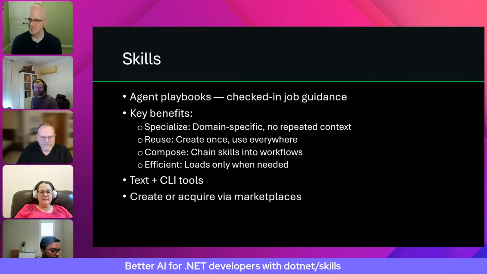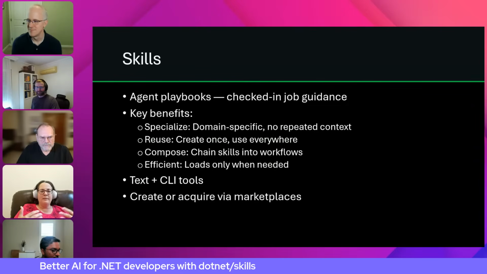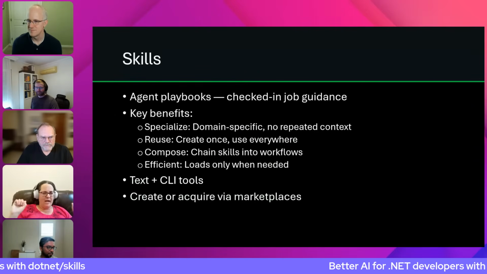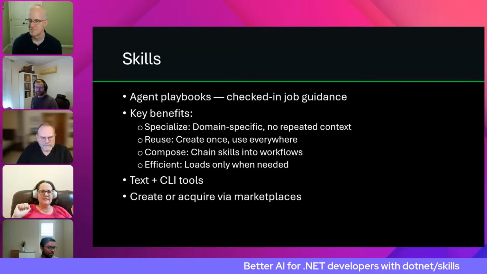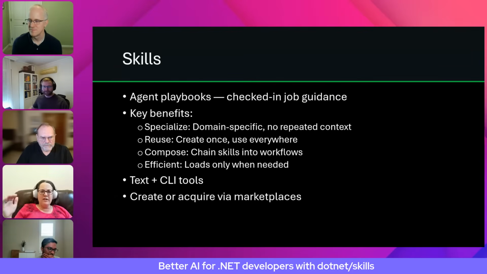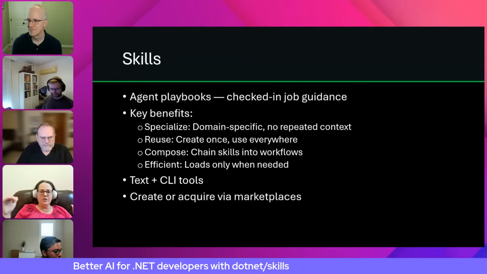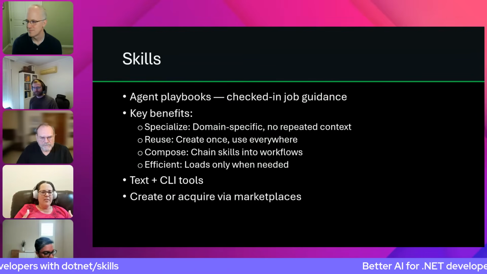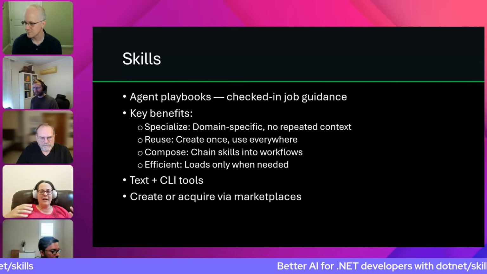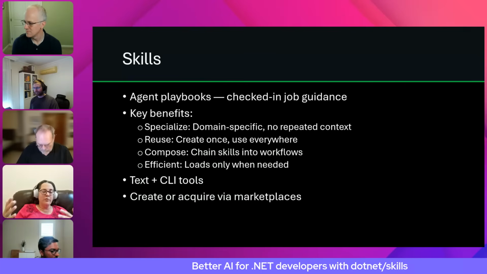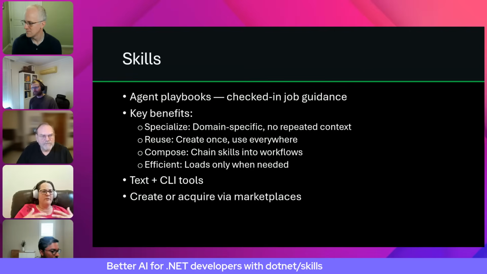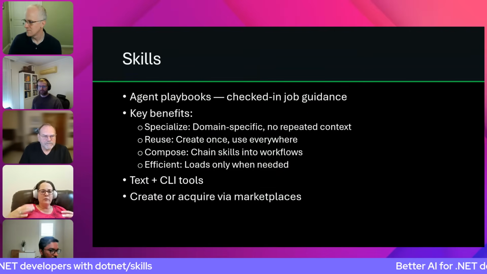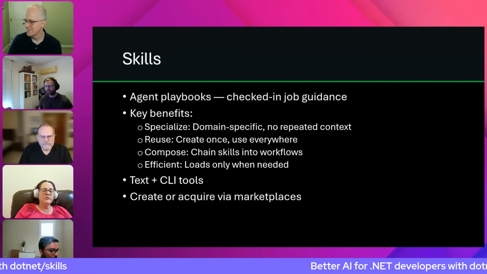Now, skills, in contrast, are more like playbooks. They are kind of a checked-in job guidance. I have a specific task that I want to do, and here are the types of things that I want you to follow. This is really great for things that you do on a repeated basis that you want Copilot to be able to do for you in the way that you want it. Skills can be straight text, but they're most powerful when you provide them with a set of tools to go along with it.